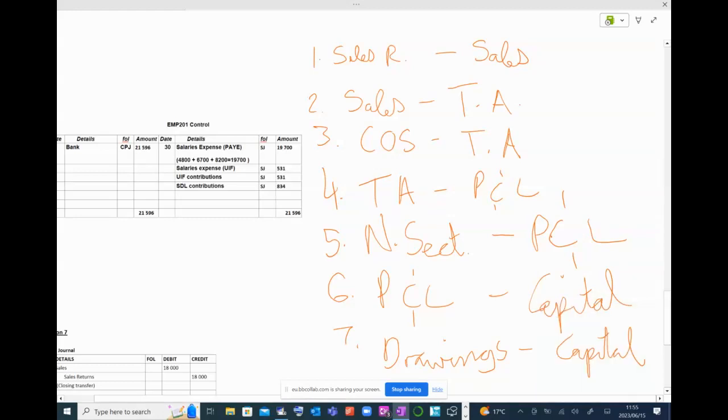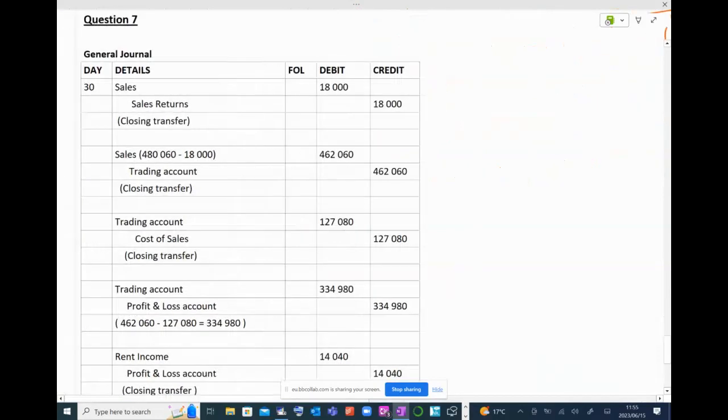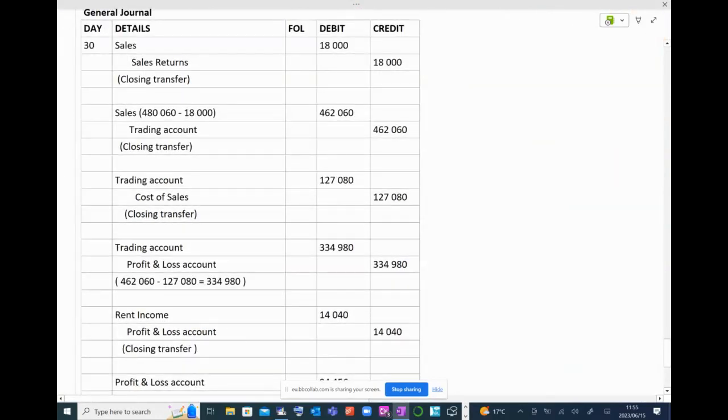Now, they said they need us to do this in the general journal. So you just come here and you follow the steps. You look for the total and sales returns. Let me zoom in here. You look for sales returns. You say, since I'm closing off this account, in other words, I want to bring my sales returns to 0. Sales returns is what type of account? If sales is an income, sales returns has to be the opposite. What's the opposite of income? It's an expense.